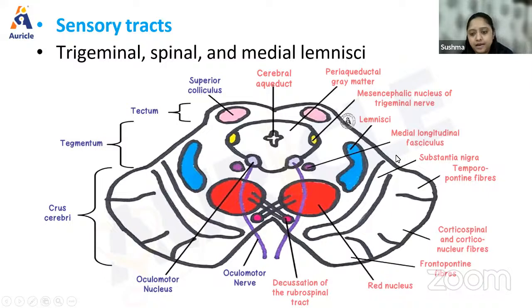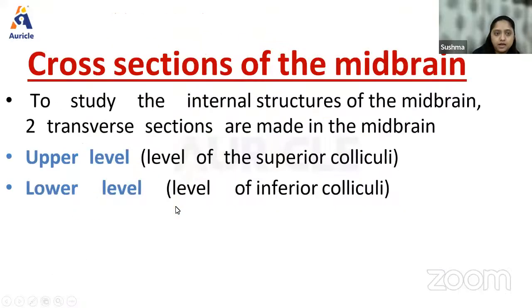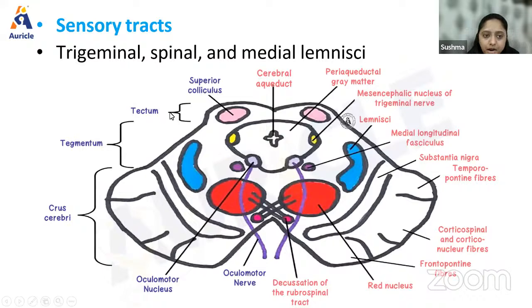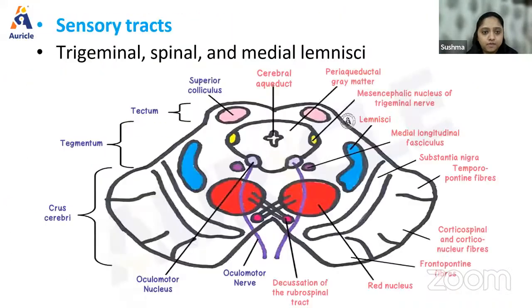Then come to the crus cerebri area. I told you, each cerebral peduncle gets divided into three parts: tegmentum, substantia nigra, crus cerebri. Now look over here. The upper part is the tectum part. This is the tegmentum part. This is the crus cerebri part. This is the cerebral peduncle, which is divided into this tectum, tegmentum, and the crus cerebri part.